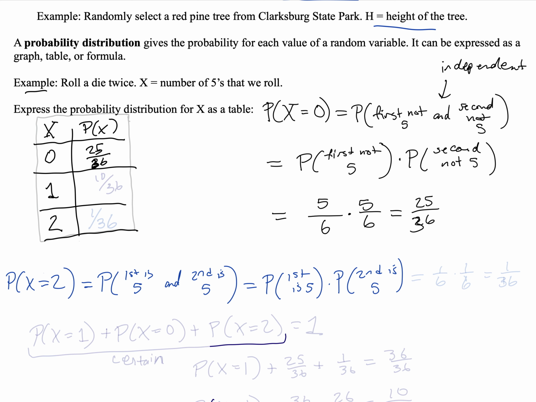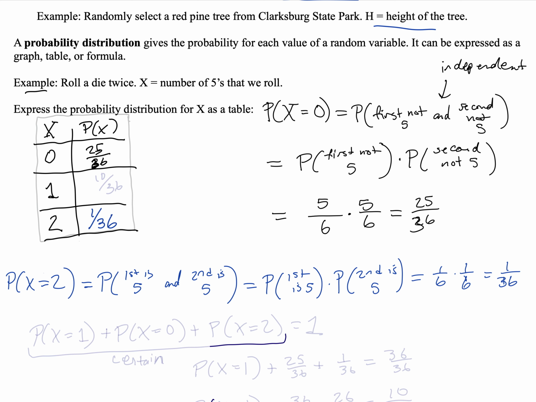And so that is the probability the first is a 5: 1 out of 6, one of the sides is a 5 out of the 6 sides, times 1/6. Multiplying across the numerators and the denominators gives us 1 out of 36. So this is 1 out of 36.